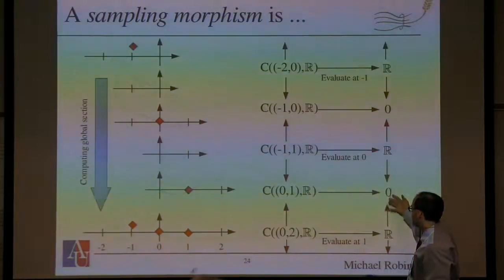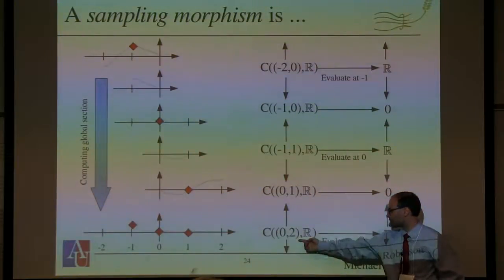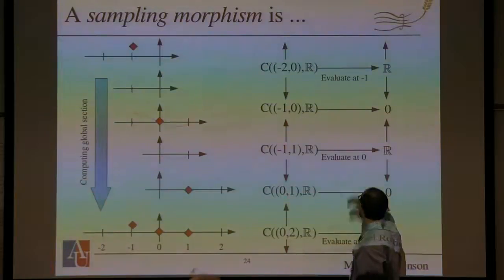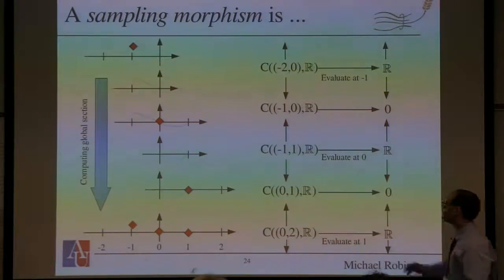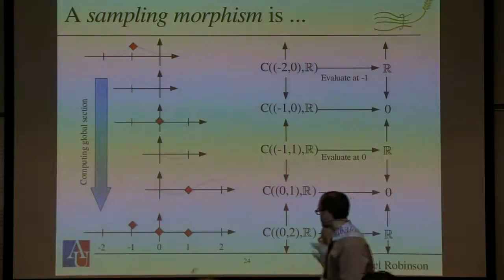So the point being, what am I doing here? This is a linear map that evaluates this function at 1. This is a linear map that evaluates the function at 0. And the diagram more or less obviously commutes because I got a lot of zeros in there. This is a morphism that samples this function.